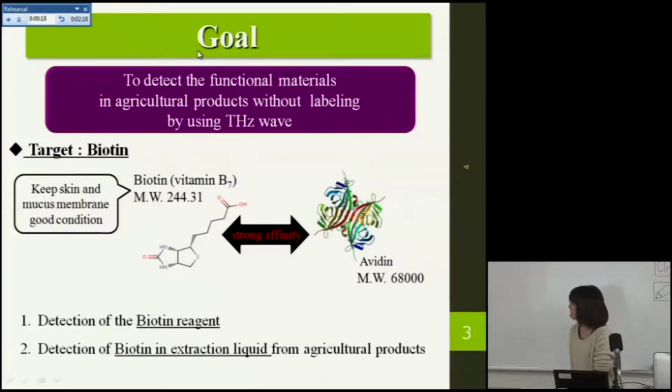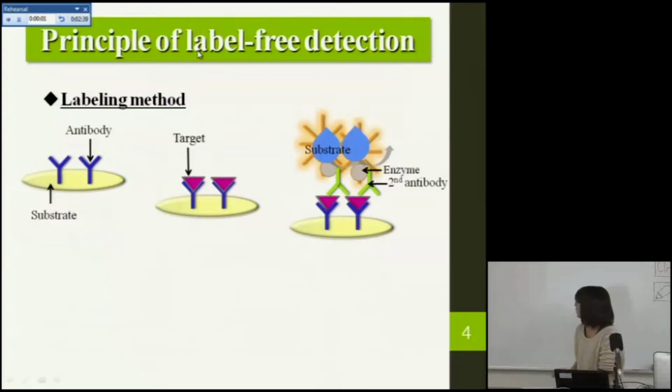Biotin is a functional material, and the function is keeping skin and mucous membrane in good condition. And I use avidin as a protein combined with biotin specifically. So next, I will explain the principle of label-free detection.